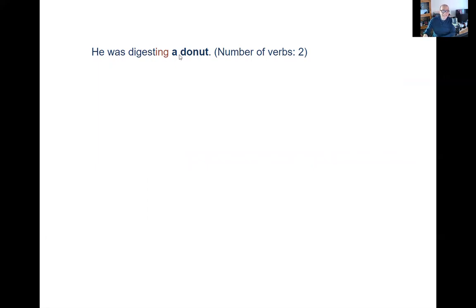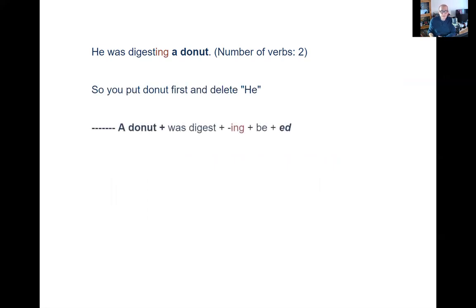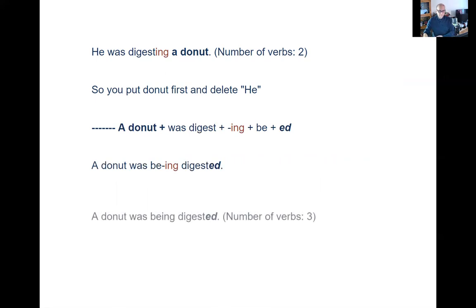He was eating a donut. What's going to happen with that? Well, instead of the ed, we're going to have an irregular. We're going to have to find a way. And let's see. A donut was being eaten. Eaten would have been the past participle, the irregular verb version of this example.